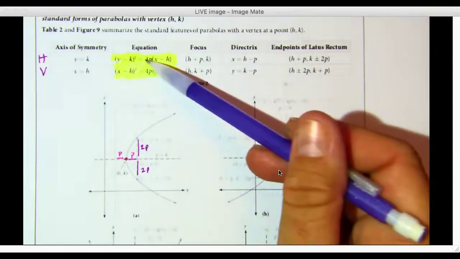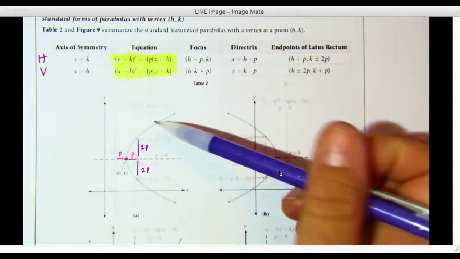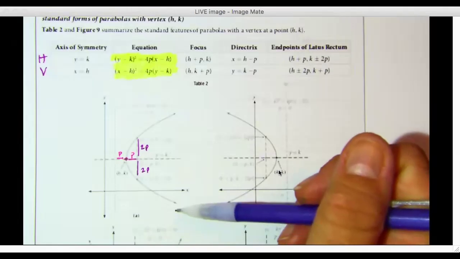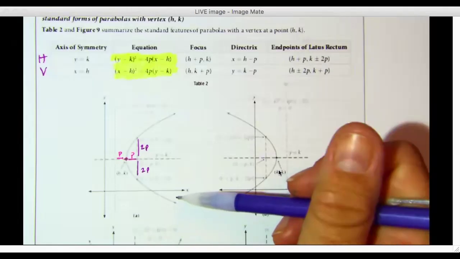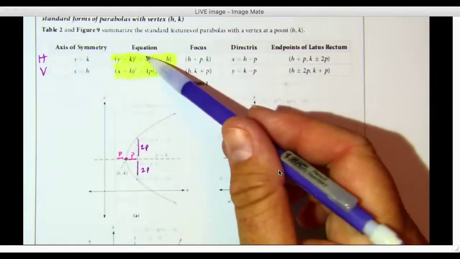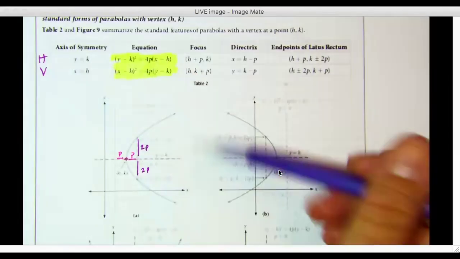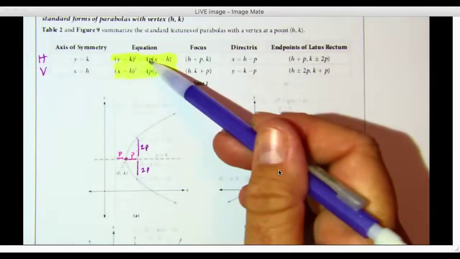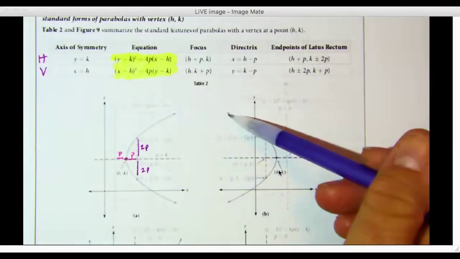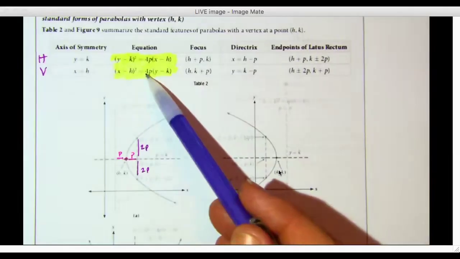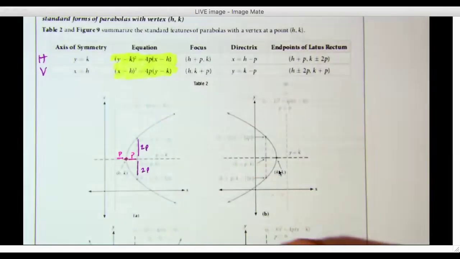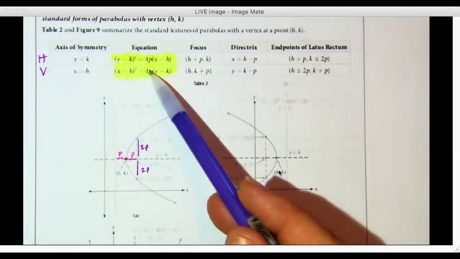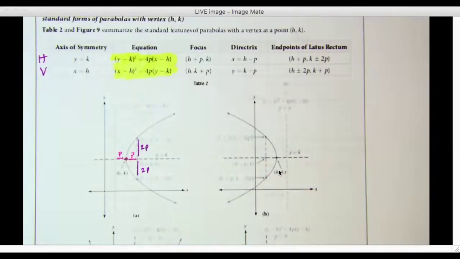Now, this 4p value, again, that p tells us all the information we need to know for our graph. So if that is a positive value, then the horizontal parabola is curving to the right. If this p value here is negative, it's curving to the left. If in the vertical parabola that p value is positive, it's going up. If in a vertical parabola that is a negative value, then your curve is going down.